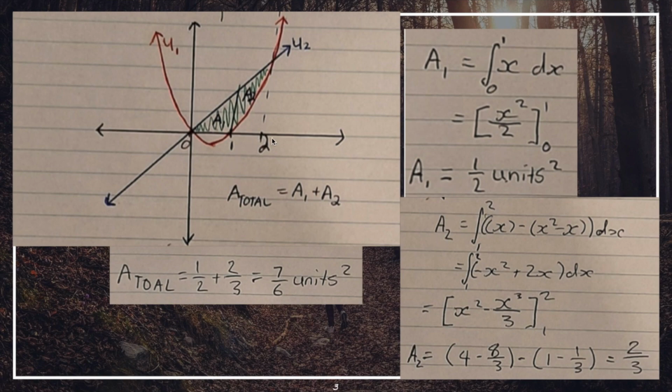For A2, it's a little bit more complicated, but our area will be basically given by the difference between y2 and y1. So we're going to subtract y1 from y2. Simplifying that expression, we get this polynomial here, which can be easily integrated to get x squared minus x cubed over 3 between the values of 2 and 1. Then substituting these values in, we get this expression, and then collecting these terms, we get the value of 2 over 3.